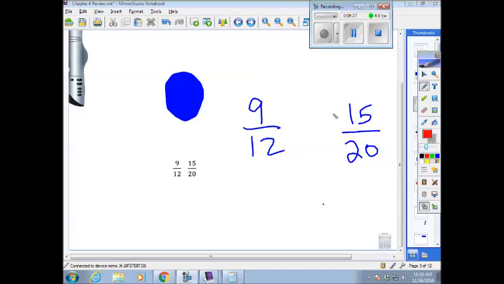So again, here on this one, we've got to check. The first one we're going to do is what I call CP, cross products. So we're going to multiply diagonally. When you do that, you get 180 for both of them. So far, that proved them equal.